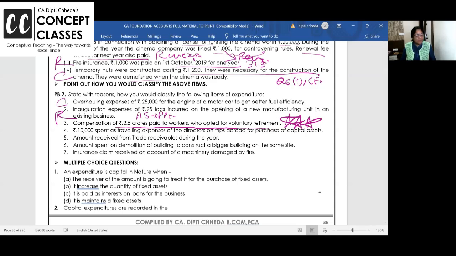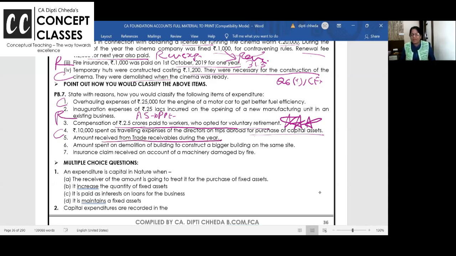Where were we? Third bit, fourth bit. 10,000 spent on traveling expense of the directors on a trip abroad for purchase of a capital asset. Generally, traveling expenses are charged off to the revenue. But if they are spent for the purchase of a capital asset, then capitalize them in the books. Whatever traveling expense you have incurred, add it to the cost of the asset which they purchased.